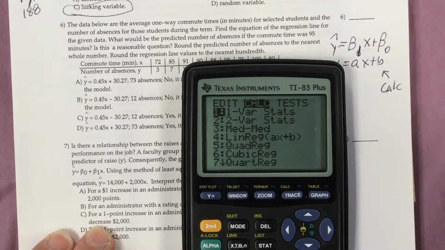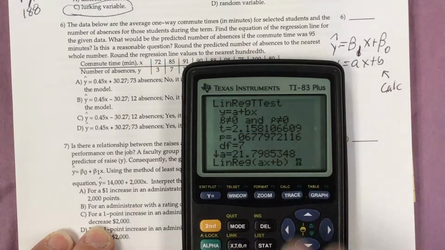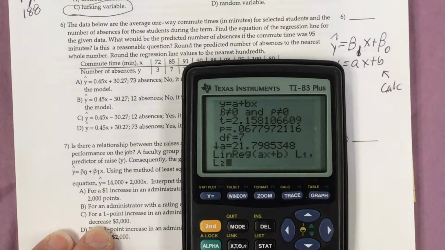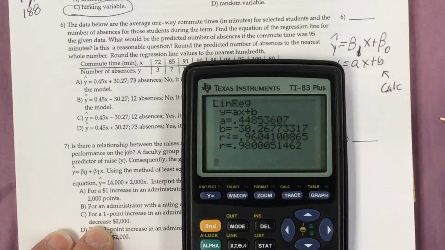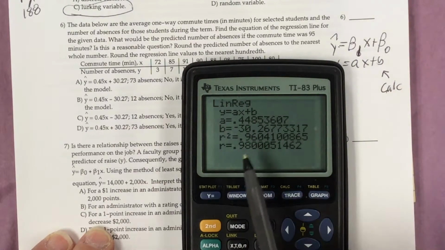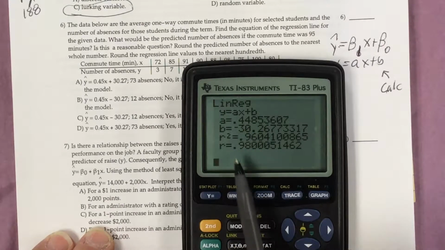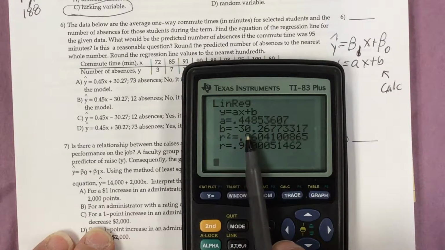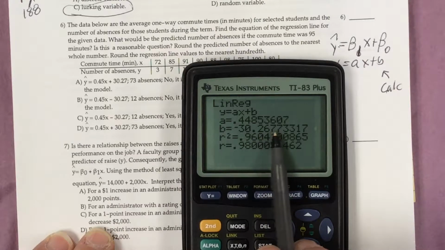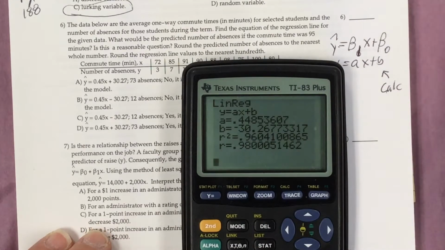We're going to go to calculate, see the linear regression ax plus b. This is the one that's going to be best to use here so you don't confuse your slope and y-intercept. So we're going to go to 4, and then second y1, comma, second y2, and this is going to help us calculate the equation of the line of best fit. For y equals ax plus b, the a value is 0.4485, and the b value is negative 30.272677. The book specifies that when doing this, it wants the slope and y-intercept rounded to 4 decimal places. But in this particular question, it's only asking for 2 decimal places.